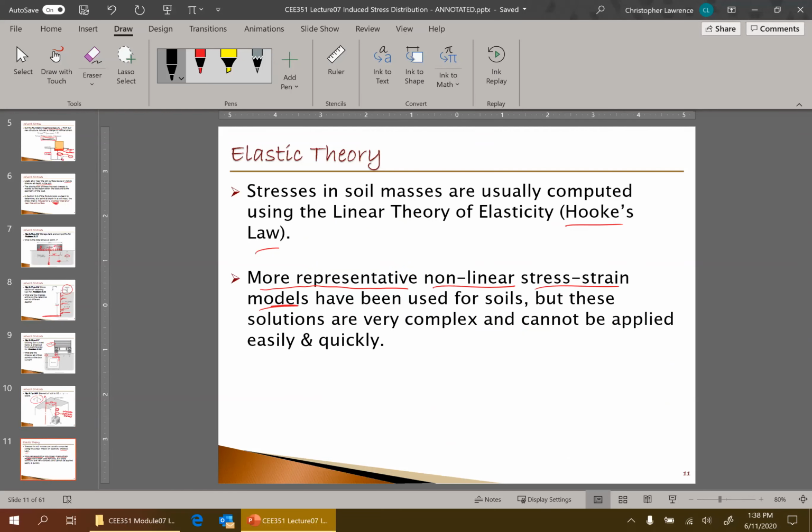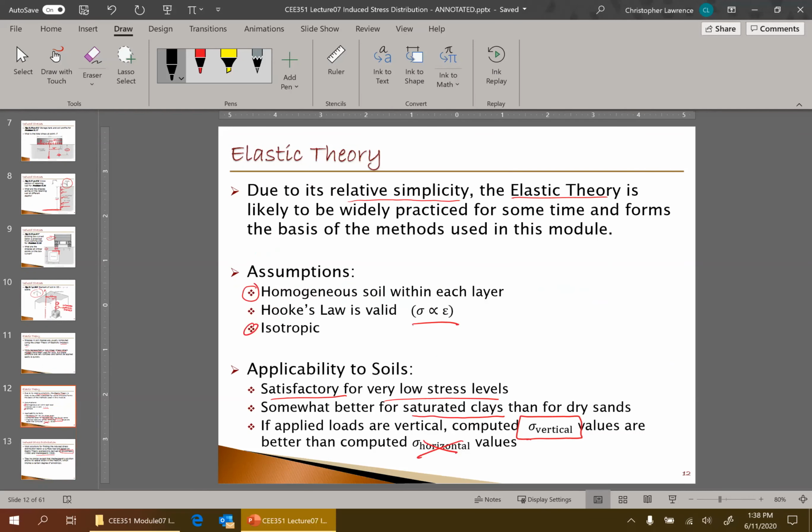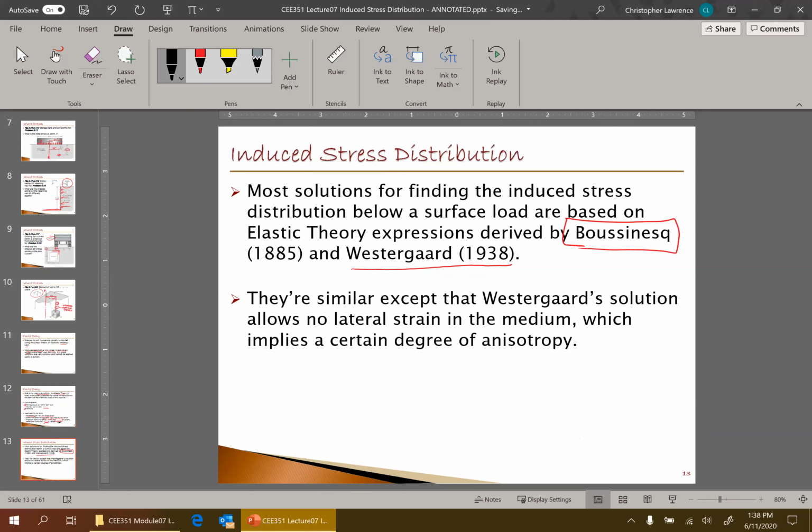So we talked about elastic theory. We went a little further into this. We're only focusing on the vertical total stress that is induced. I started introducing the concept that was created by Boussinesq and then developed slightly differently by Westergaard. Okay, so it's often called the Boussinesq theory or the Boussinesq equation.